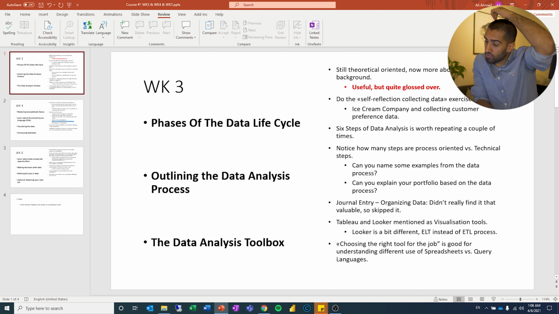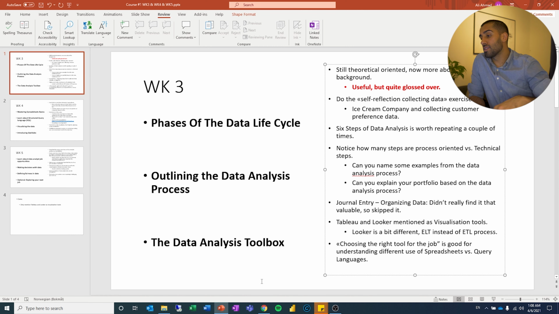There is a self-reflection collecting data exercise, which I thought was quite useful, which talks a little bit about how you are going to reflect and how to collect data. That was actually quite good. 6 steps of data analysis is worth repeating a couple of times, which I just mentioned.